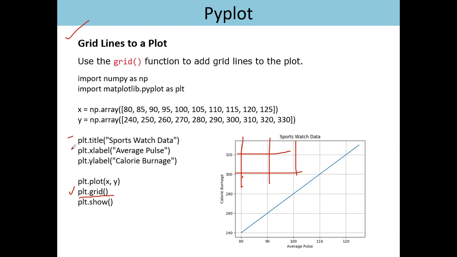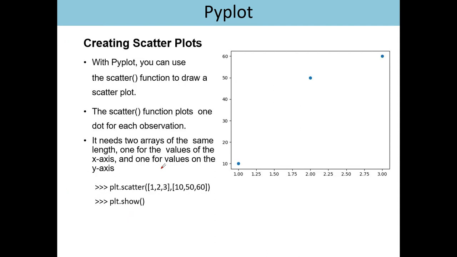So this is the title, this is the label, only this thing is different. If you use plt.grid, the grid will appear in your plot. Only this function is different, otherwise all other lines are the same.